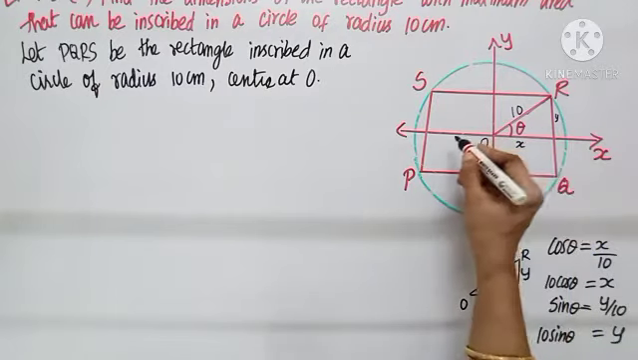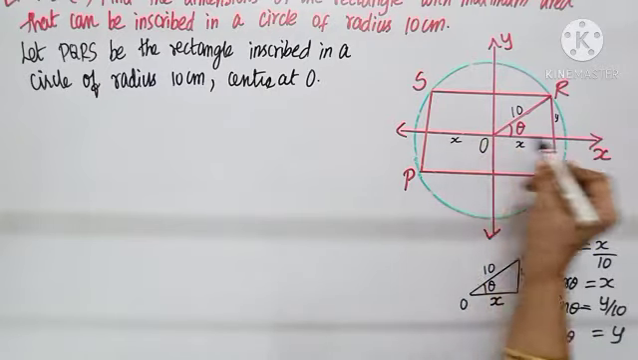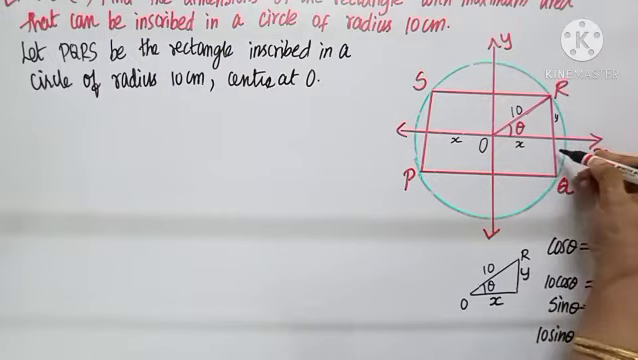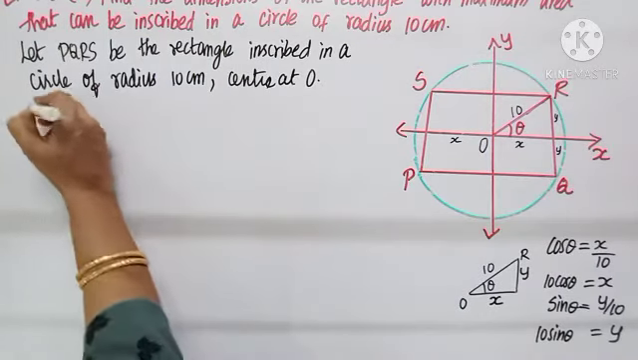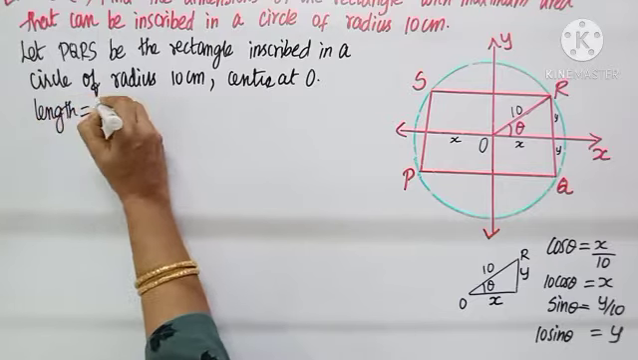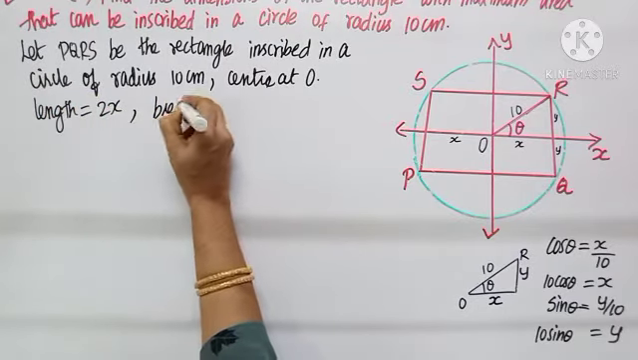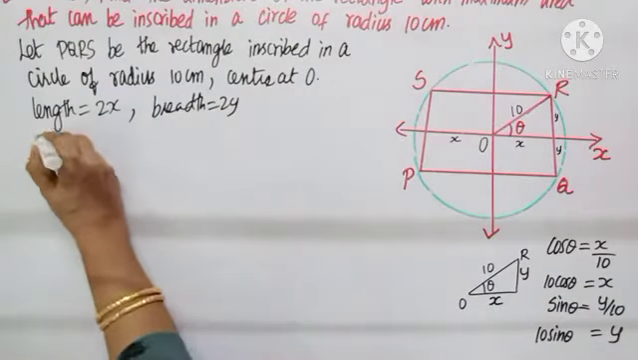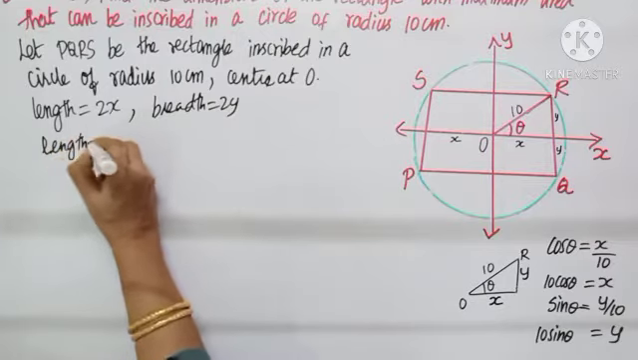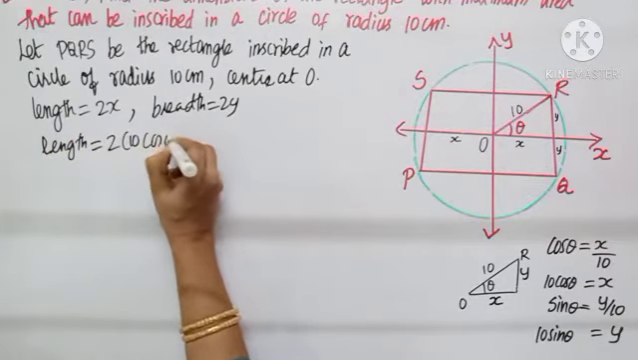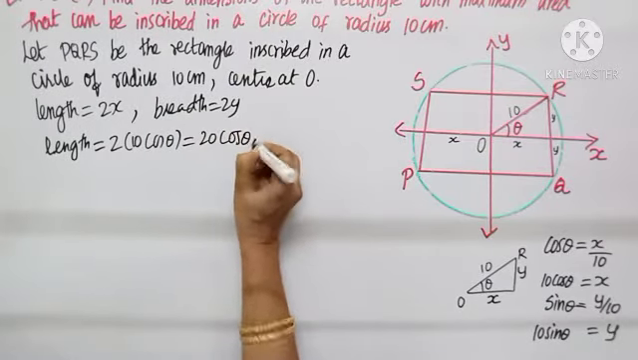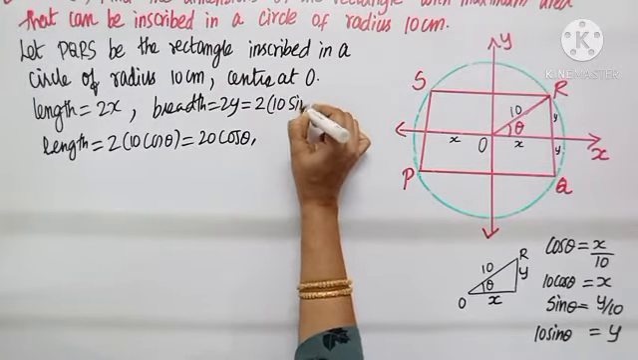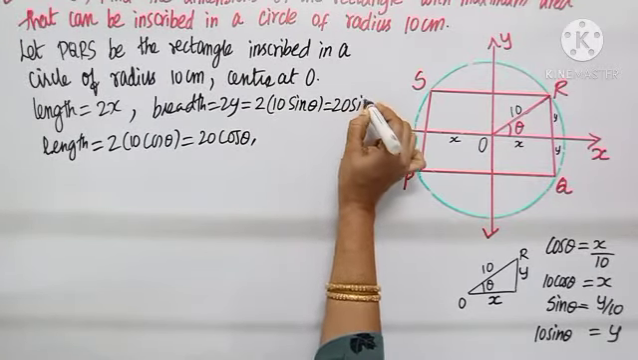So, this is small x and this is small y. Here it is x, which means this side also has length x. So the total length of the rectangle is 2x. The total breadth of the rectangle is y plus y, 2y. Let us write down: length of the rectangle is 2x and breadth of the rectangle is 2y. What is x as we found out? Length is equal to 2 into x, which is 10 cos theta, or I will say 20 cos theta. Similarly, breadth, that is 2 into 10 sin theta, or I get 20 sin theta.